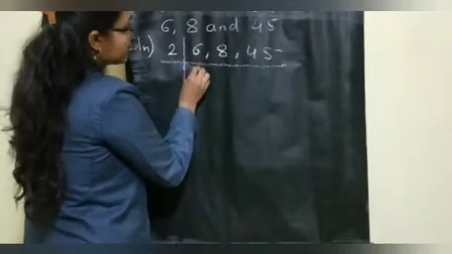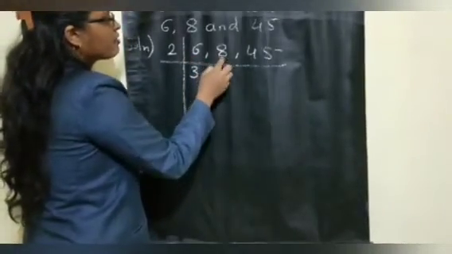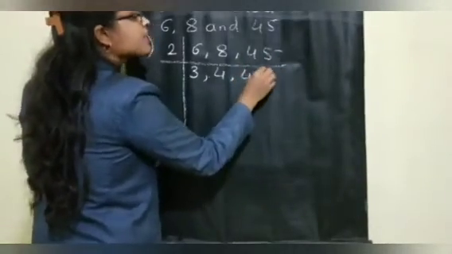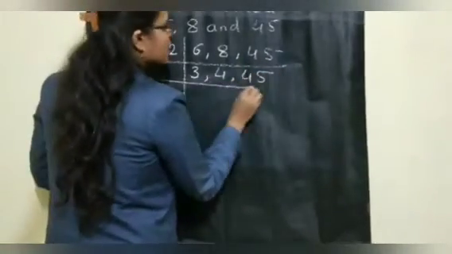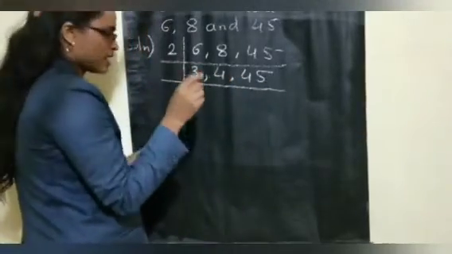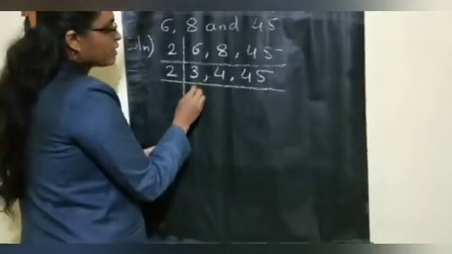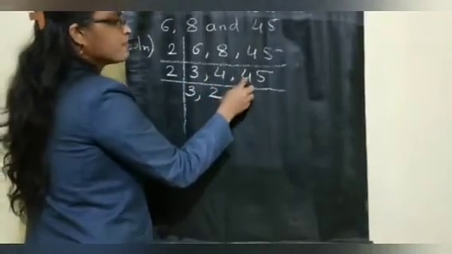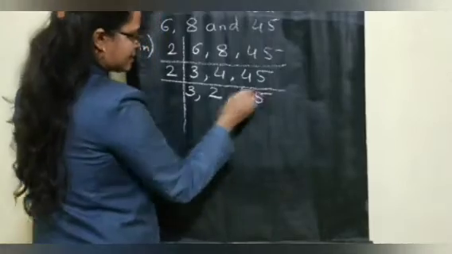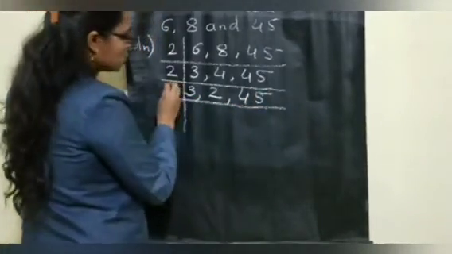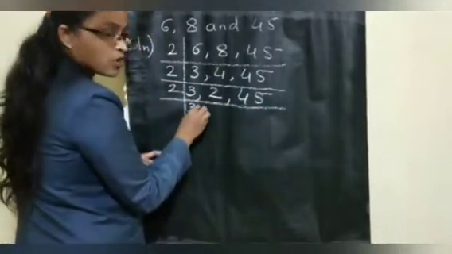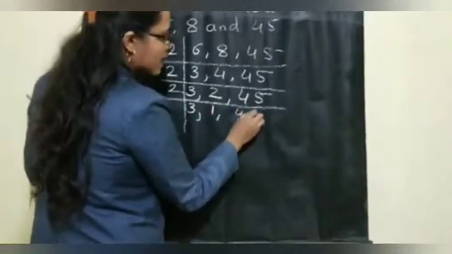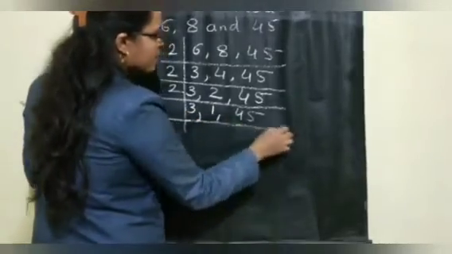So 2 3s are 6, you can divide. You can divide 8 also. 2 4s are 8. You cannot divide 45, so write it as it is here. It is not divisible. Still, can you divide by 2? Yes. So now 3 you cannot divide, write it as it is. 2 2s are 4. Then 45 you cannot divide, write it as it is. Then you can still divide by 2. So 3 write as it is, you cannot divide. 2 1s are 2. Then write this 45 also as it is. Now you cannot divide a single number by 2.